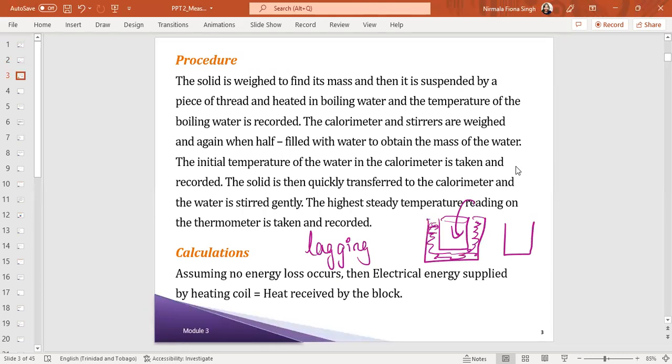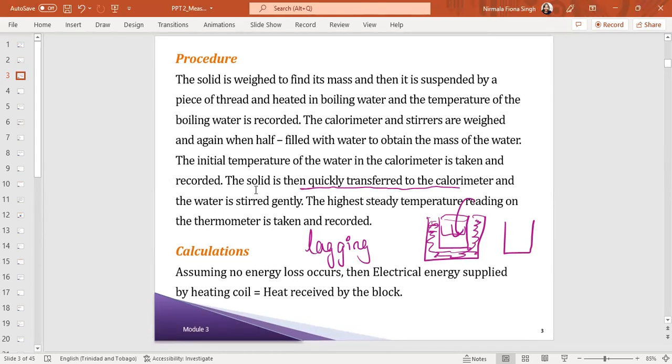So let's continue reading. The calorimeter and stirrer are weighed, and then weighed again when half filled with water, to obtain the mass of the water. You weigh this empty, then you weigh it with water, and you can get the mass of your water. The initial temperature of the water in the calorimeter is taken and recorded. The solid is then quickly transferred to the calorimeter, and the water is gently stirred. You all can see where we're going to have some energy losses happening. The highest steady temperature reading on the thermometer is then taken and recorded.